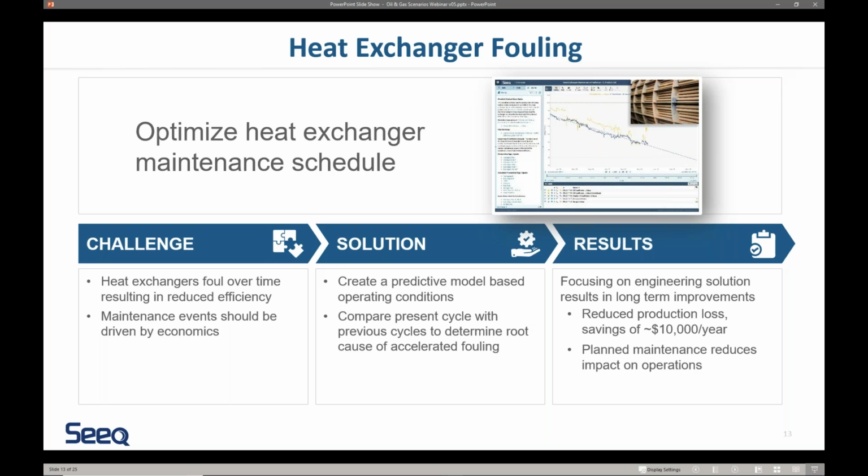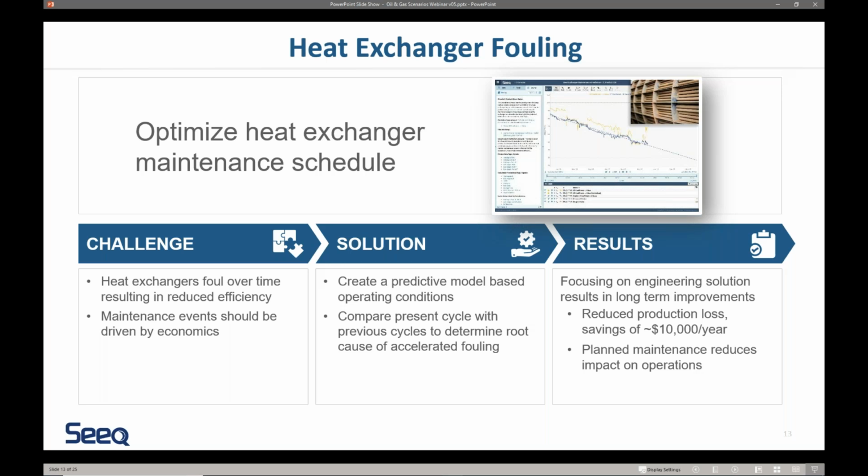So what we'd like to do with this example is monitor that degradation in performance, and then use that to predict when we should take the unit offline and do maintenance so we can schedule it into our plans. Our solution includes a predictive model that you'll see we'll make based on operating conditions. And then another aspect, which we won't go into here, is to recognize that we can also compare to past cycles to see when we may have accelerated fouling.